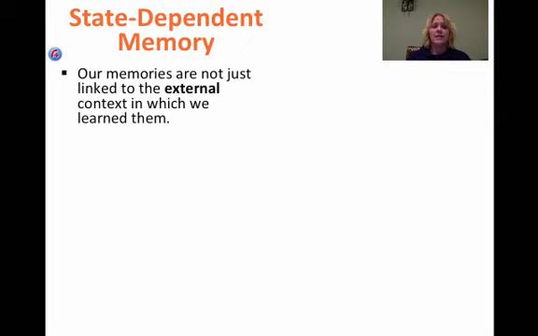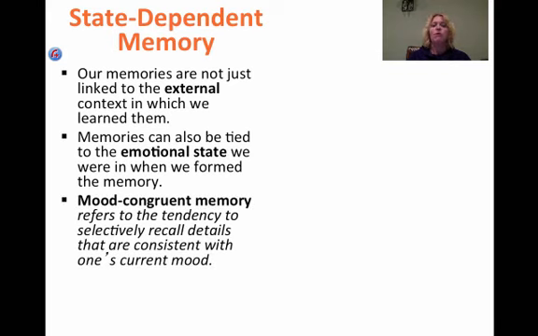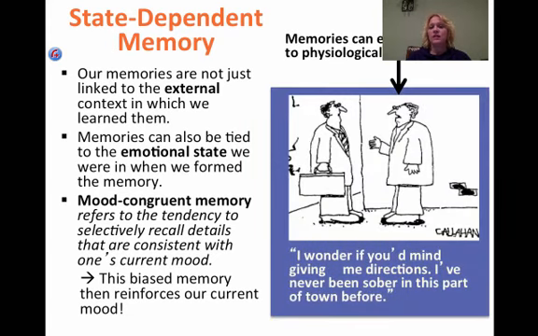Now, there's also something called state-dependent memory. Our memories are not just linked to the external context in which we learn them, but also tied to the emotional state we were in when we formed the memory. Mood-congruent memory refers to the tendency to selectively recall details that are consistent with one's current mood. When you're in a bad mood, it's very rare that you're going to remember happy things. You're probably going to look at situations and recall all of the other bad, negative things. And vice versa, when you're happy, you're going to be able to recall happy moments much better than sad moments. So this biased memory then reinforces our current mood. When you're in a bad mood, it's really hard to snap out of it because everything else is bad. So memories can even be linked to physiological states.